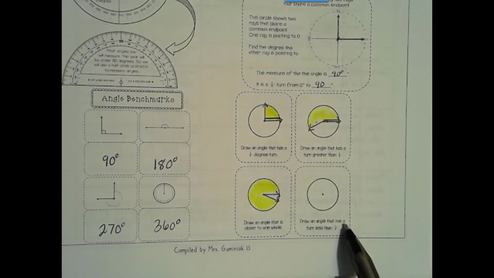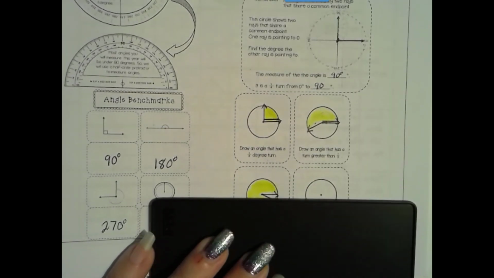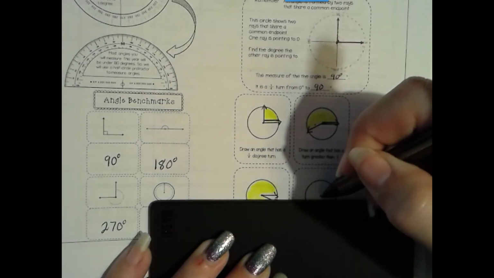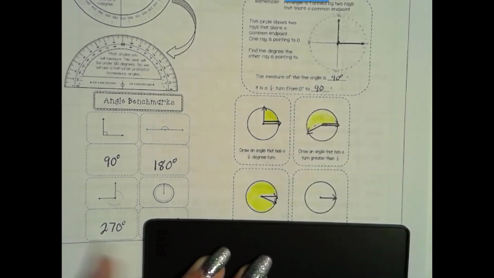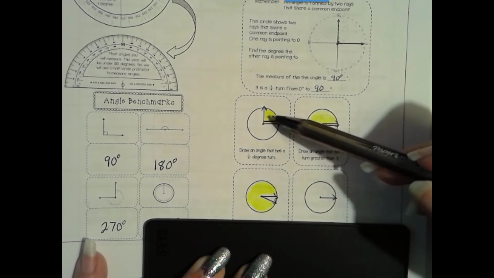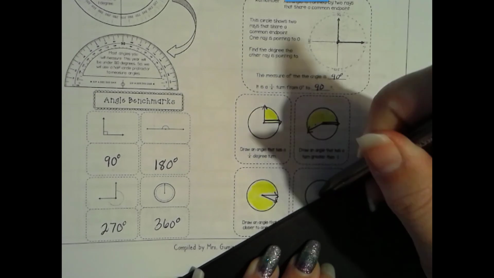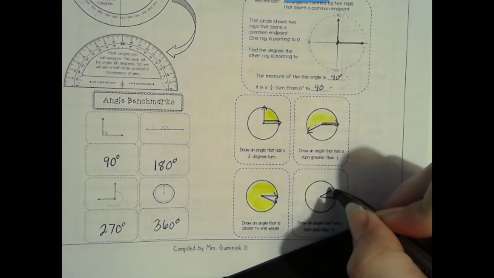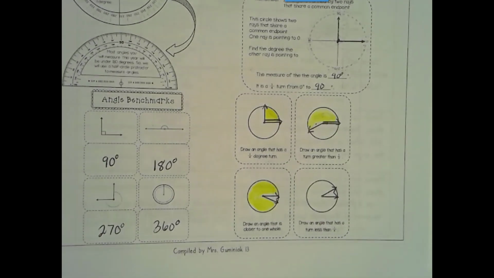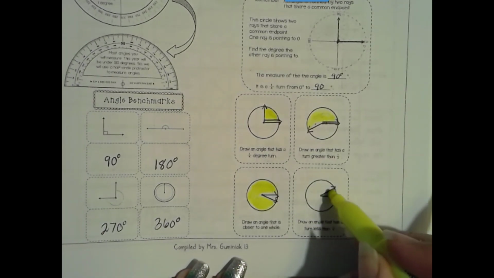Here, draw an angle that has a turn less than 1/4 of a circle. So here, getting better with getting on that center point. It has to be less than this one right here. So anything up here that is less should work. So the part of the circle we're looking at is this part right here.